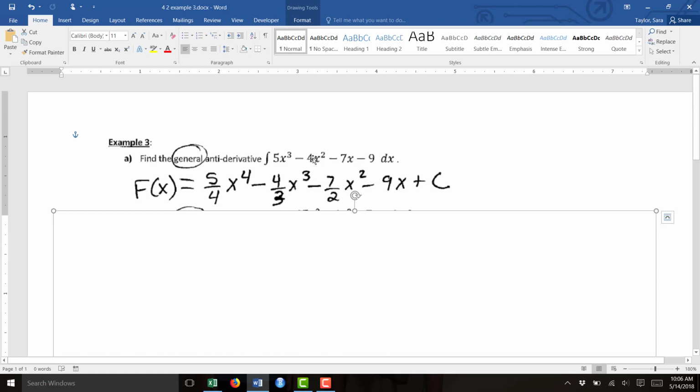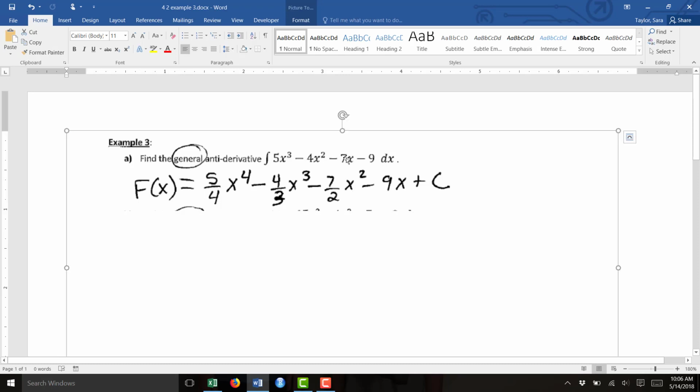Similarly, we copy the 4 out front for the second term, and if the derivative is x squared, it must have come from x cubed divided by 3. We copy the 7 out front for the next term, and if the derivative is x, it must have come from x squared over 2. If the derivative is minus 9, we get 9x. And don't forget, it's a general antiderivative. We always have to add c, because the derivative of a constant term c is 0.